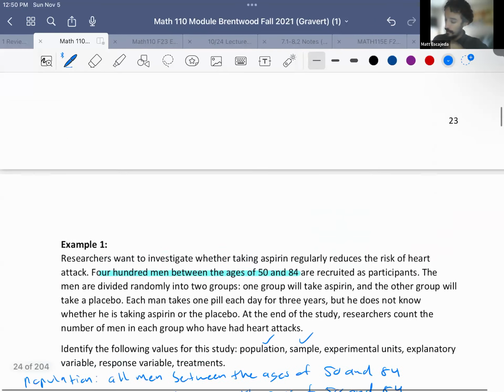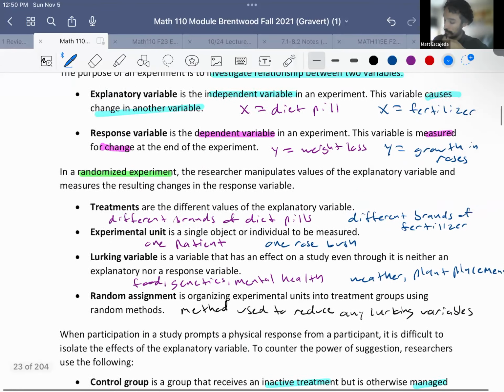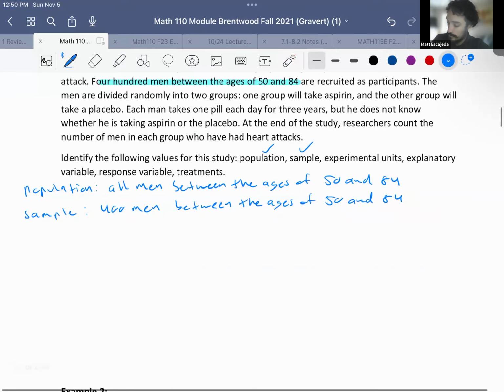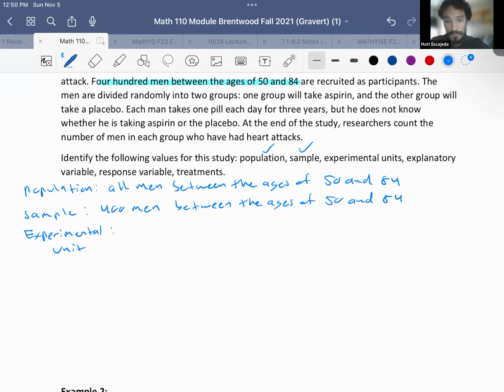Let's draw back to experimental units. An experimental unit is a single object or individual being measured. Now let's go find that in the statement. The experimental unit would just be one man between the ages of 50 and 84.